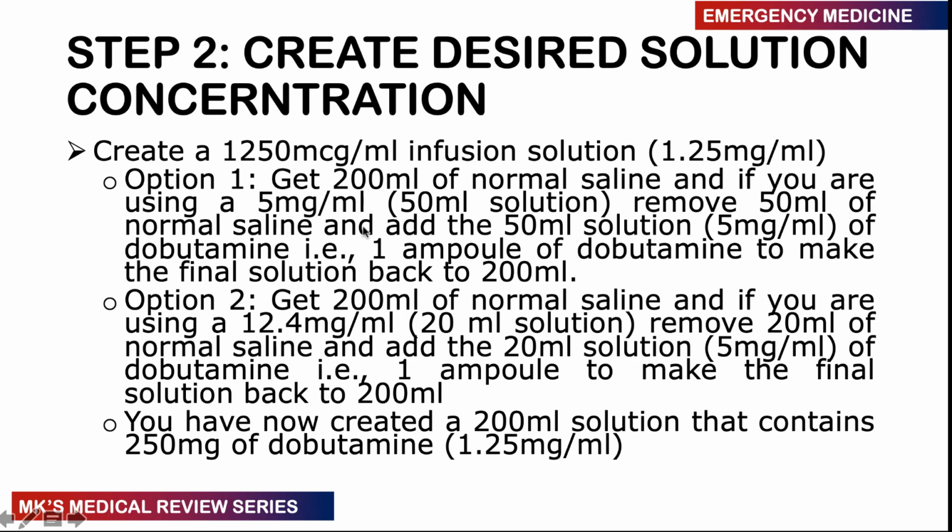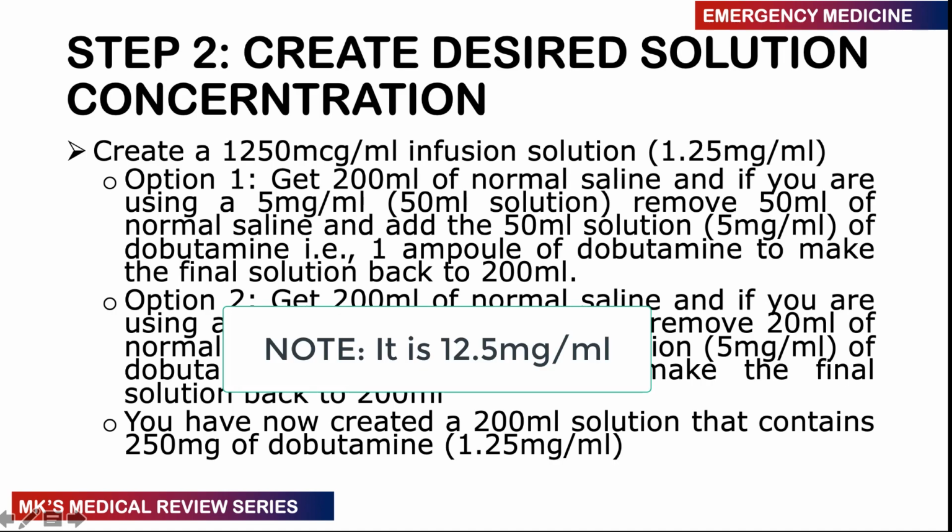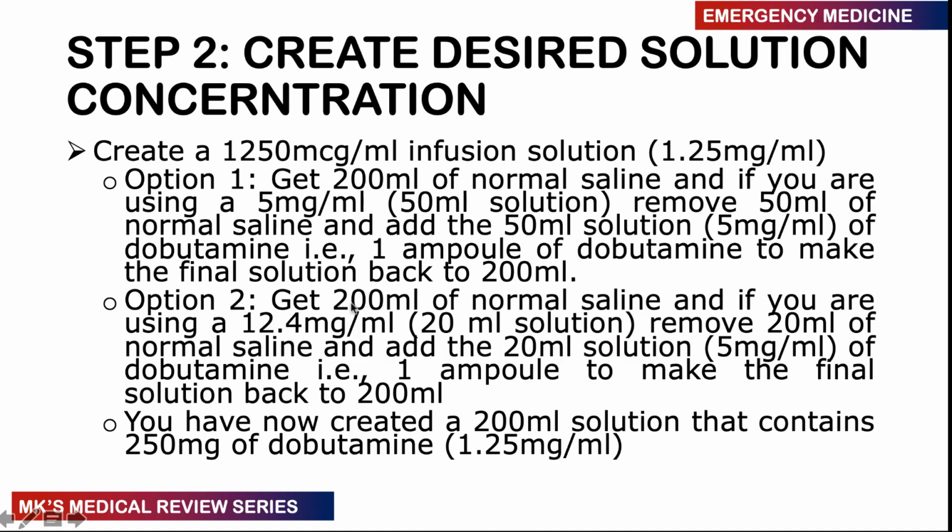So it means that the total solution you have created is going to be 200 mils, and in this 200 mils you're going to have 250 milligrams of dobutamine. And if you do the divisions, it comes down to this concentration, 1.25 milligrams per mil. The second option, if you have the solution that has the 20 mil solution, 12.5 milligrams per mil: what you're going to do again is remove 20 mils from the 200, then add the 20 mils of this dobutamine in this concentration to make up 200 mils that consist of 250 milligrams of dobutamine.